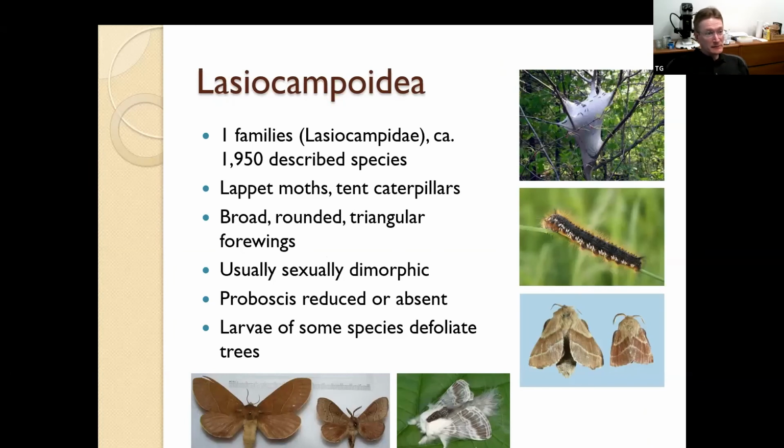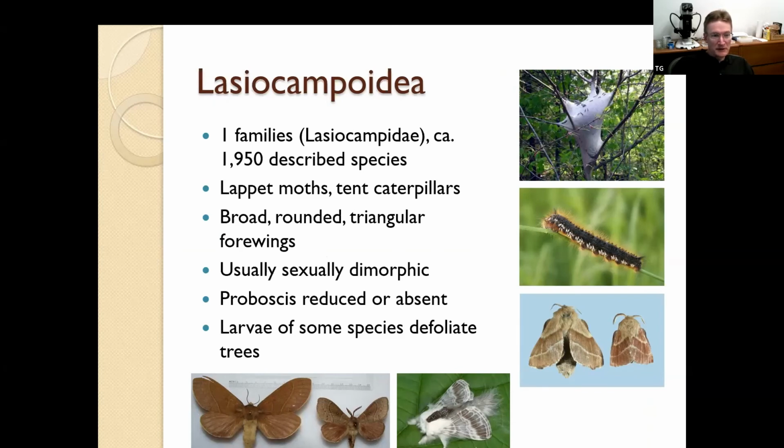Lasiocampids contain the families with the tent caterpillars. You can see a tent up here in the upper right. And so this is a structure that's made by the larvae that live communally. They can cause a lot of damage to trees. These are some important pests in some cases.